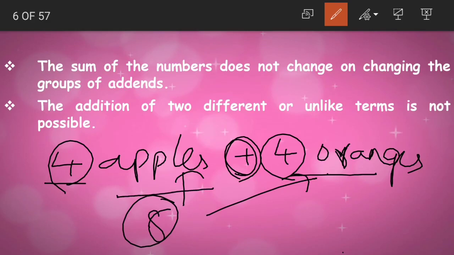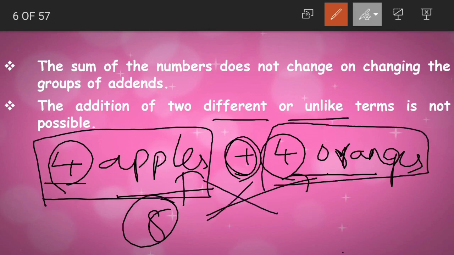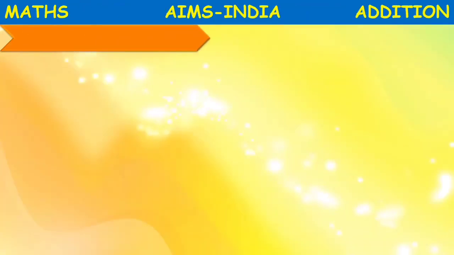Why? Because these are unlike or different terms. The 4 we had were apples and the other 4 are oranges. We cannot add apples and oranges together. Yes children? So the addition of two different or unlike terms is not possible. These were the facts about addition.